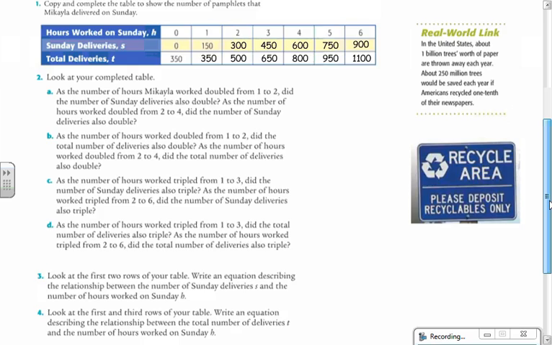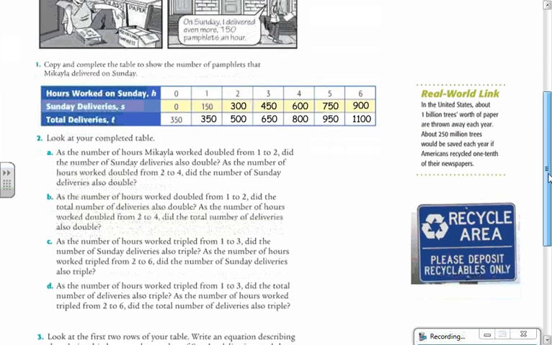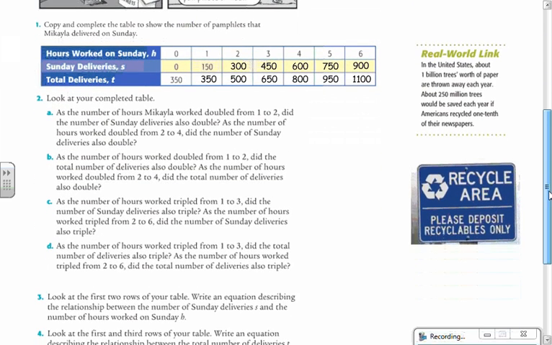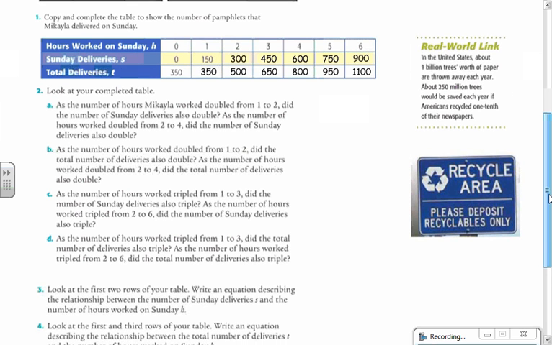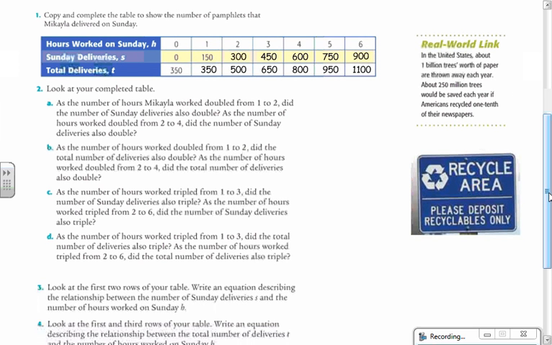So now that we have those defined, let's take a look at the situation that we had previously. It turns out that one of these situations is a direct variation and the other one is not. Let's first look at the Sunday deliveries here. On the Sunday deliveries, that's this column here, when we compare that with the hours worked, if you look at these numbers here, 150 and 1, 300 and 2, and never look at 0 when you're considering ratios, because a ratio with zeros just doesn't work.